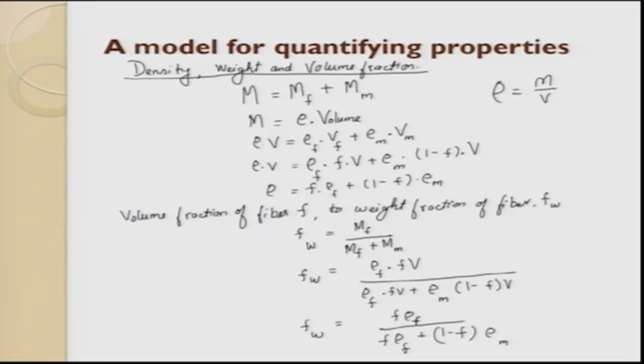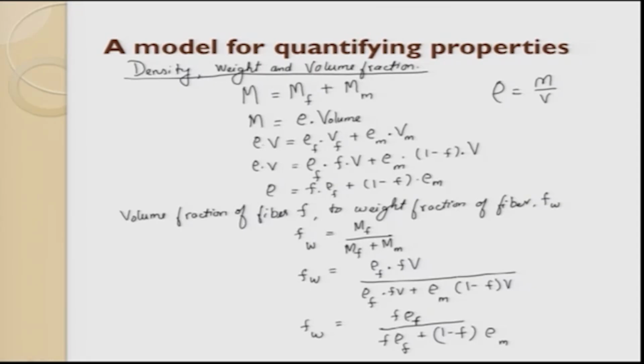So we have written the mass first, then we have written it for volume. Mass can be represented by this. Then we assume that density multiplied by the volume of the total composite is nothing but fiber plus matrix. So we have written it in this form.